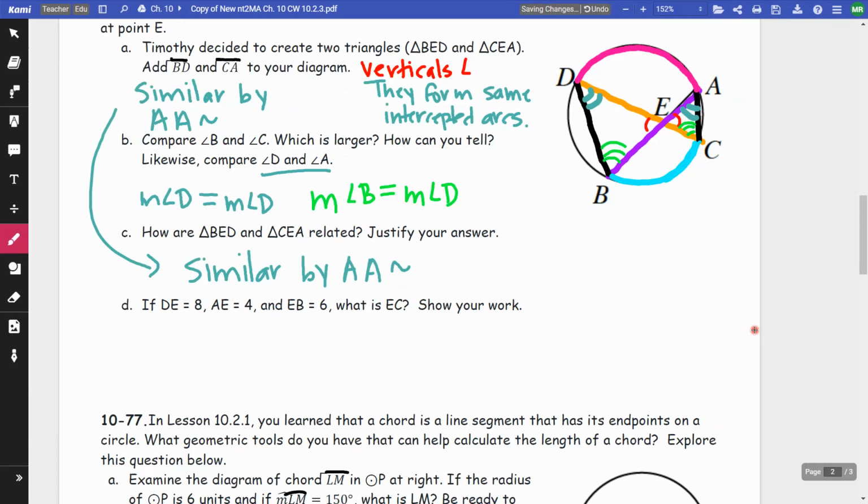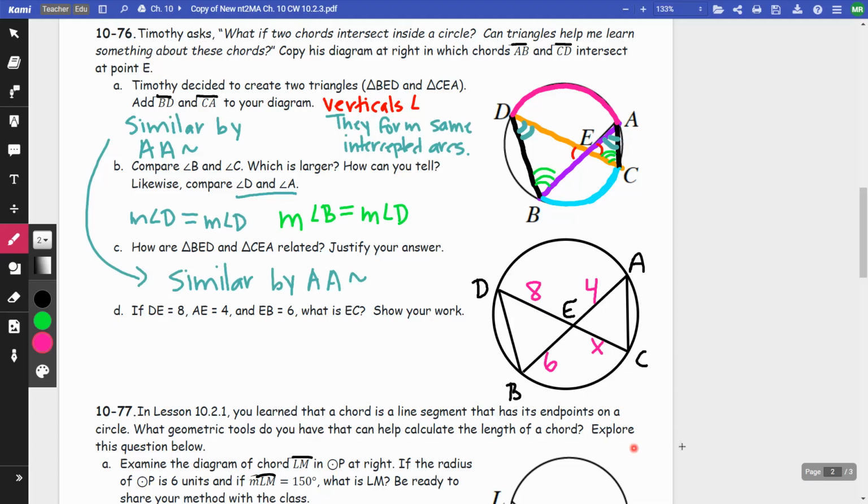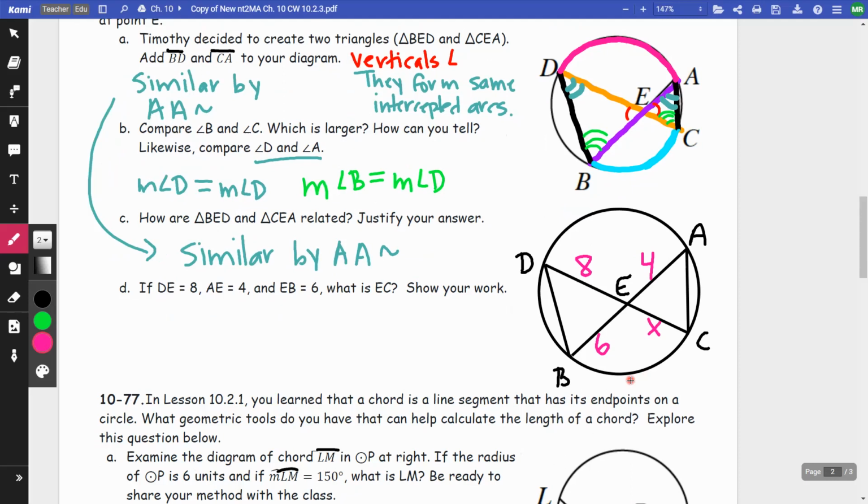If DE is 8 and AE is 4 and EB is 6, what is EC? Show your work. Okay, so I'm just going to redraw this picture. So I drew the picture out here and put in 8 for DE, 4 for EA or AE, 6 for EB, and I'm going to call this X. Now we know these triangles are similar, and we know that they're similar in this particular order.